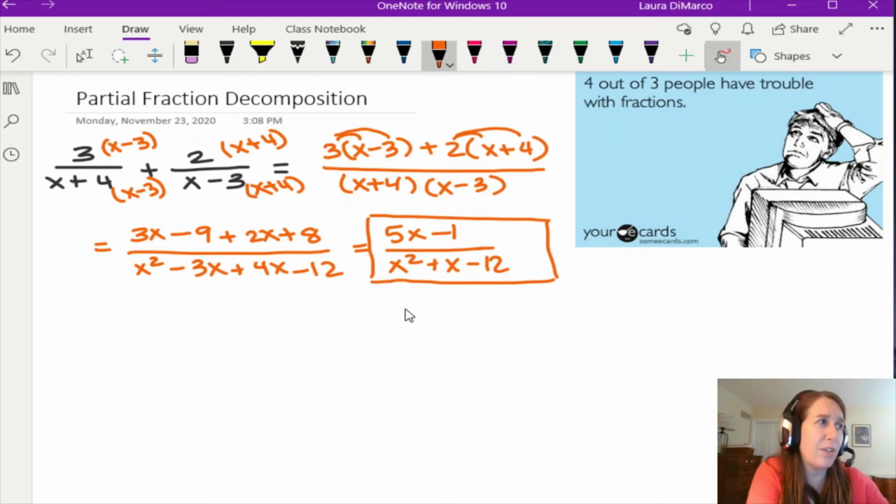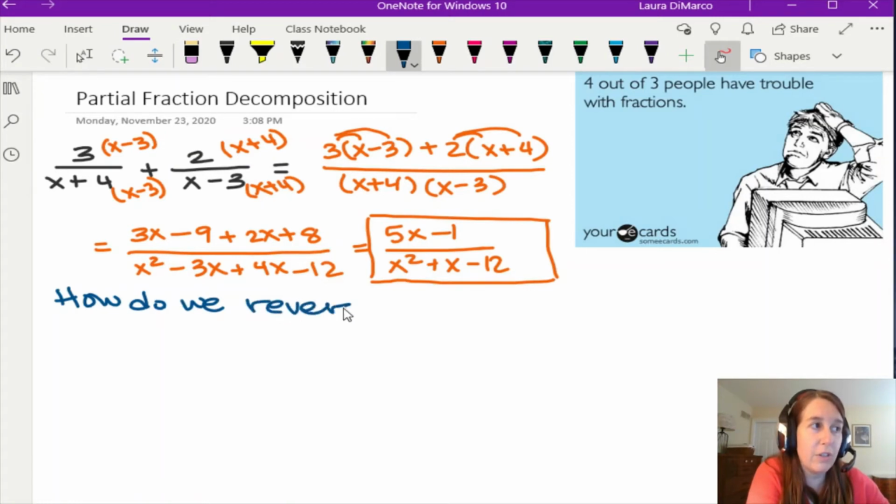Okay, hopefully that looks really familiar. It is stuff that you've done before. And especially just with the fractions, it works the same with rational expressions, which is what these are. Okay, so now what we want to figure out though, this is the new part, is how do we reverse the process?